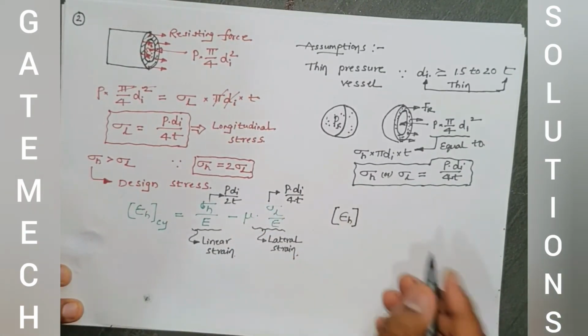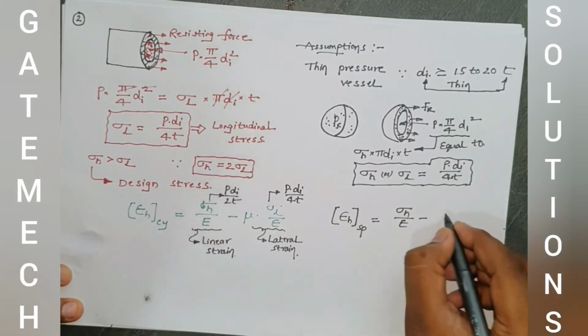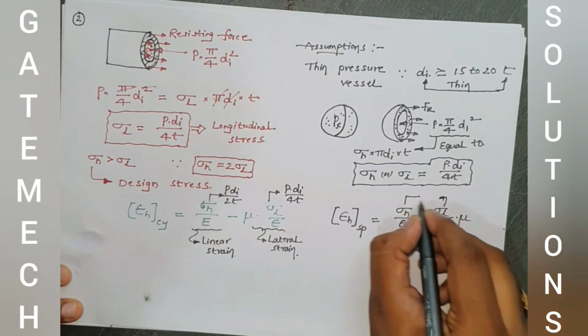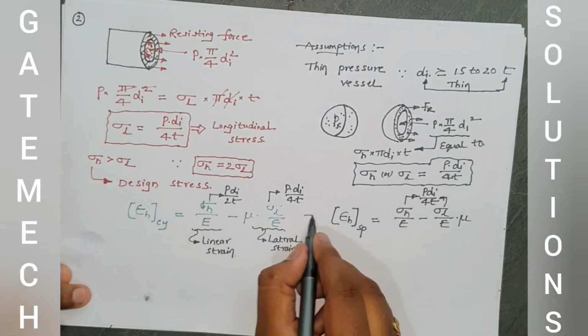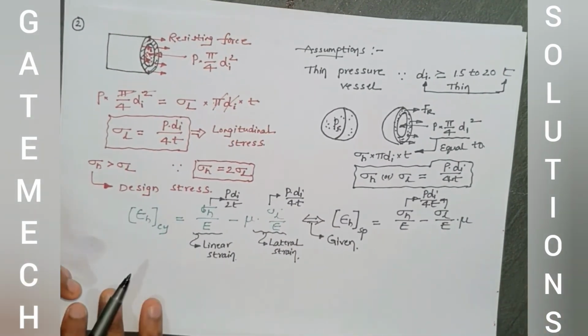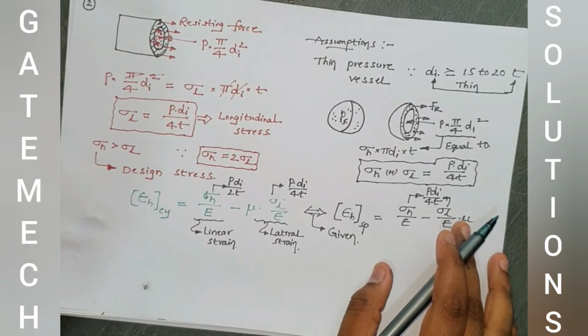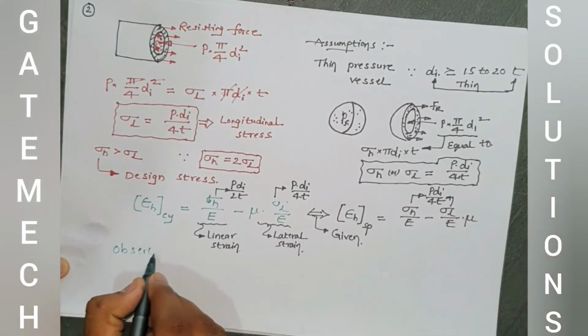For the case of a sphere, a similar formula I am going to use: sigma H by E minus mu times sigma L by E, where these two have the same formula of PD by 4t. So these two are exactly equal, as given in the question. From that condition we calculate the ratio of thickness of cylinder to thickness of sphere. Right. Some more information I can also discuss.